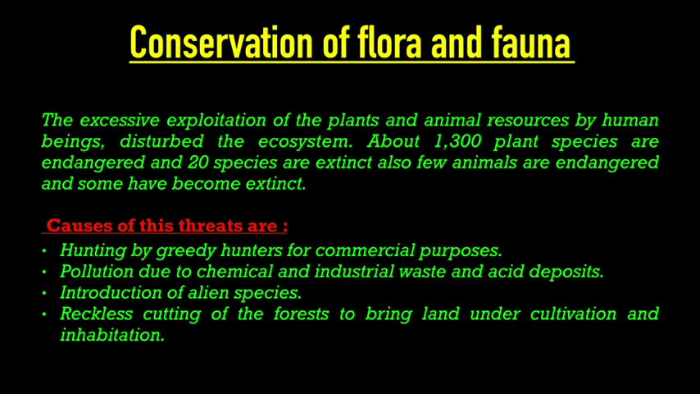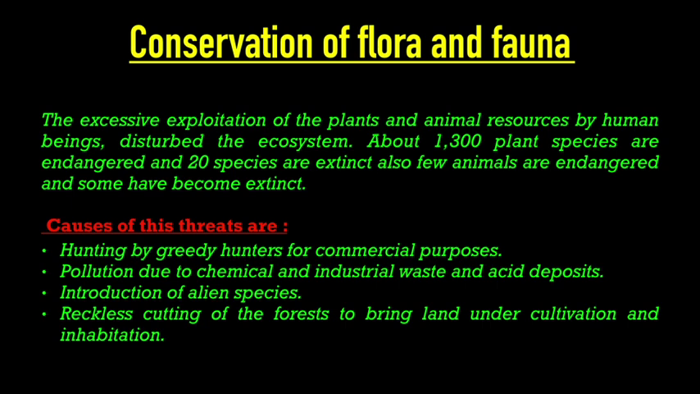So, the conservation of flora and fauna. The excessive exploitation of plant and animal resources by human beings disturbs the ecosystem. About 1300 plant species are endangered and 20 species are extinct. Also, a few animals are endangered and some have become extinct. For example, the Asian cheetah has been extinct from India since the year 1952.